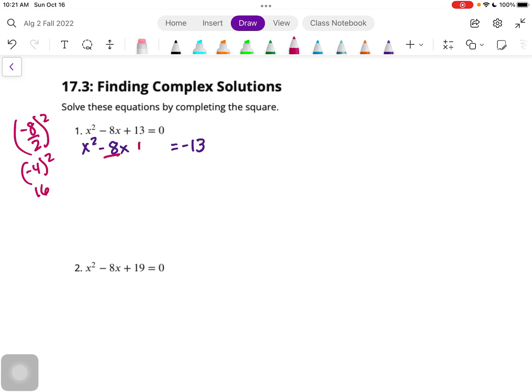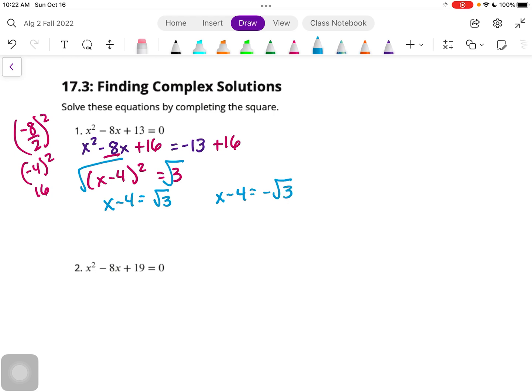So that's what I want to add to both sides, because on the left-hand side, that's going to give me x minus 4 squared when I factor that. And then I'll have 3 on the other side. And now we can go ahead and take the square root of both sides. So we have x minus 4 equals positive square root of 3, and x minus 4 equals negative square root of 3. And then I'm going to add 4 to both sides. So x equals 4 plus the square root of 3, and x equals 4 minus the square root of 3.